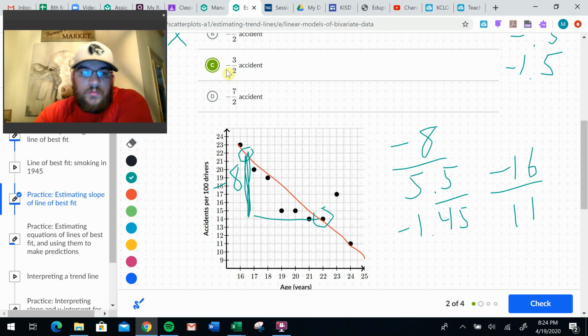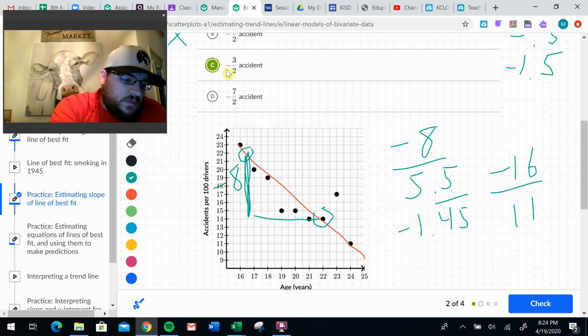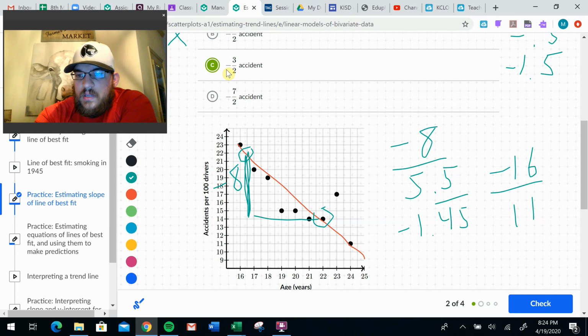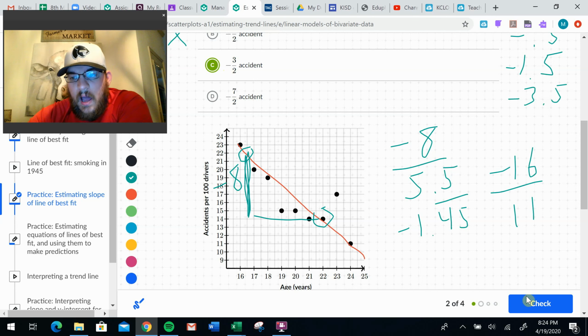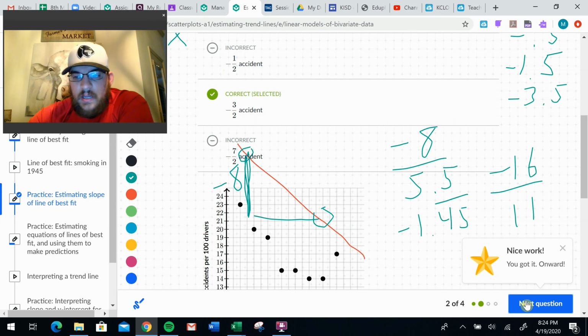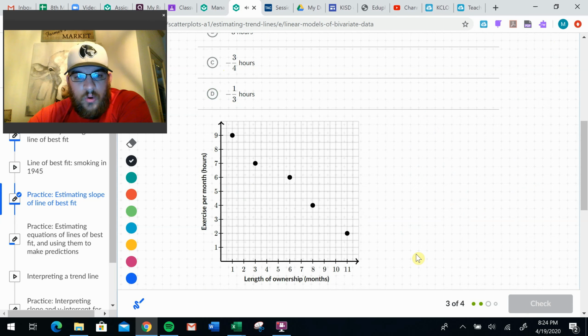But just to double check, we're going to do negative 7 divided by 2. Well, negative 7 divided by 2 is going to be negative 3.5. Obviously that answer is nowhere near close to what we got. So we double check. Great. Got the answer correct. So we'll do one more for good measure.